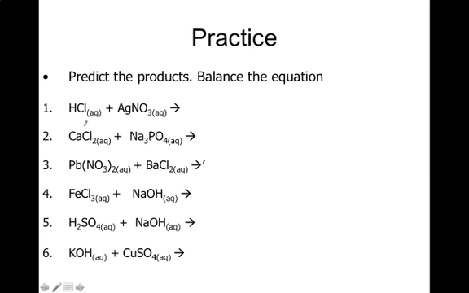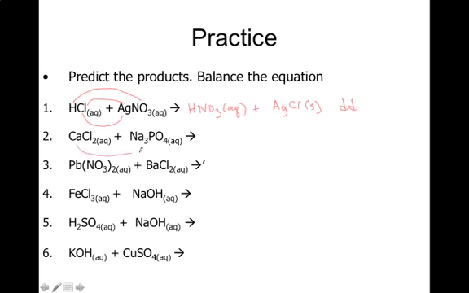Okay, here we have a compound and a compound. So we are going to have hydrogen and nitrate and silver and chloride. So we're going to form nitric acid, HNO3, and silver chloride. And that will be a solid. Okay, so what type is that? That's a double displacement reaction. I'll write DD for double displacement.